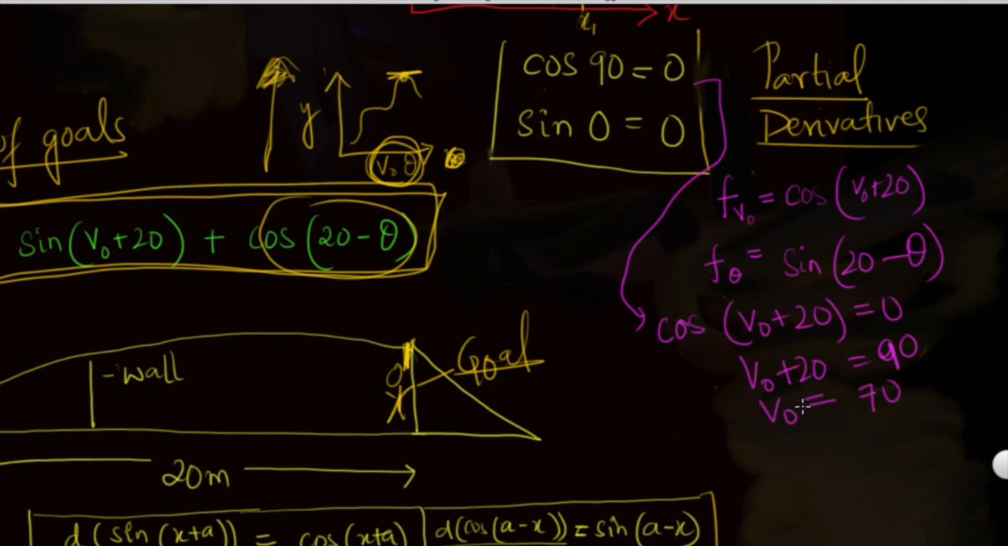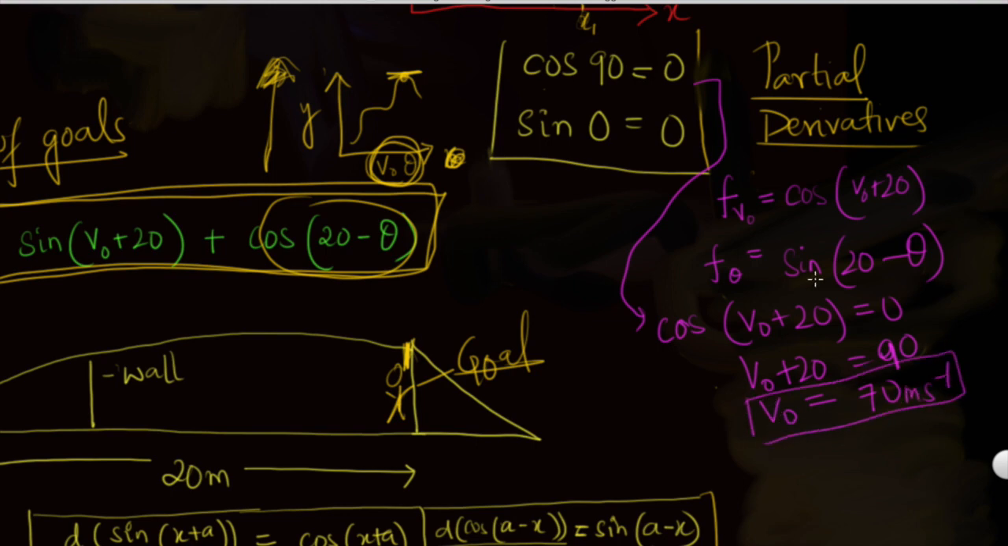Because we need to limit the range, we need to restrict it to the application, which is that we need to know values which are only humanly possible, right? People can only kick so hard or at such an angle. So we get v naught is equal to 70, and we'll assume that it's given in meters per second. So we found v naught.